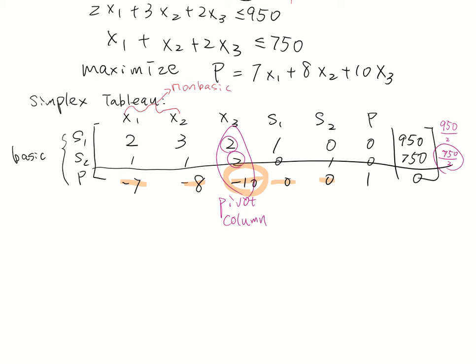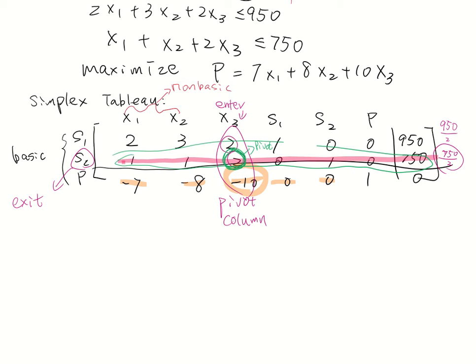So 750 divided by 2 is a smaller value. So the 2 in the second row is the pivot element. That makes the second row the pivot row. That means our x3 is the entering variable, and S2 will be the exiting variable. That means after a round of pivot operations, we will turn x3 into a basic variable and s2 into a non-basic variable.